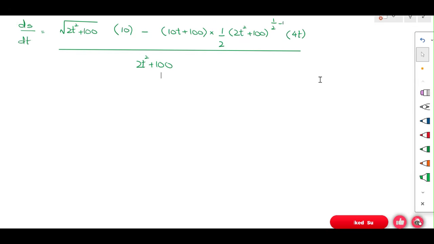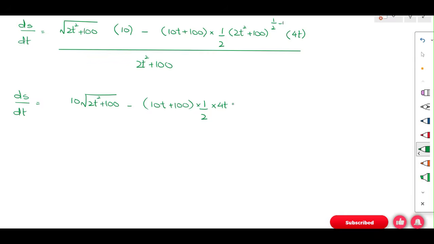Let me simplify this derivative. ds over dt, that is 10 times square root of 2t square plus 100 minus 10t plus 100, and we have multiply 1 by 2 into 4t into 2t square plus 100. We know that 1 by 2 minus 1, so it's 2 over here, so 1 minus 2 is minus 1 by 2. Everything divide by 2t square plus 100.